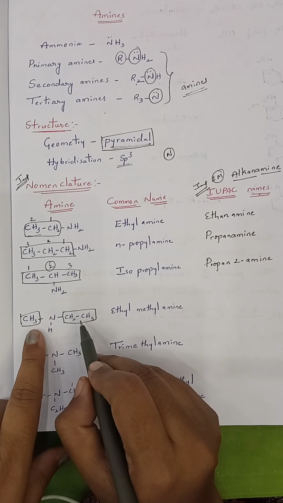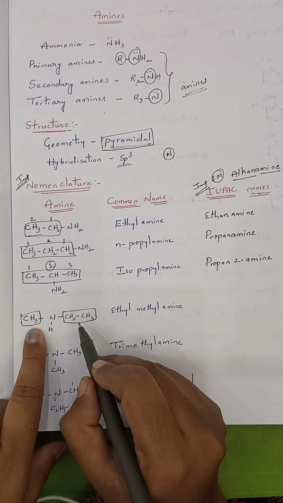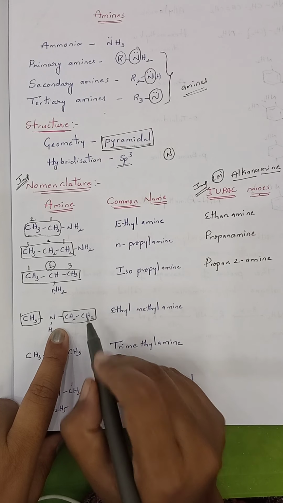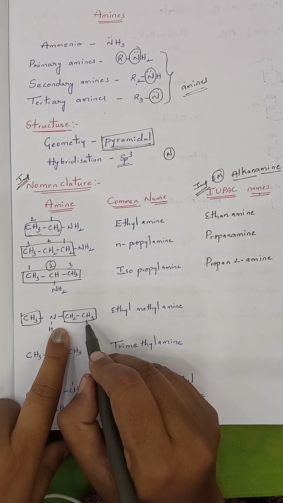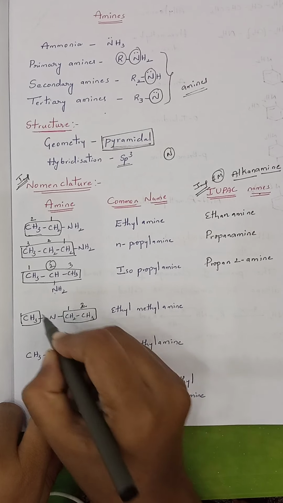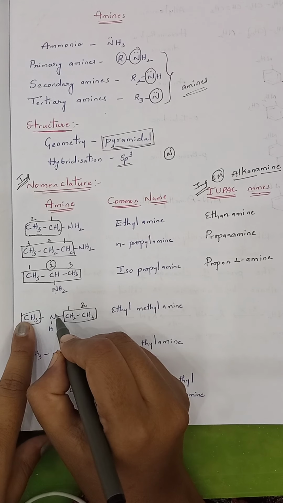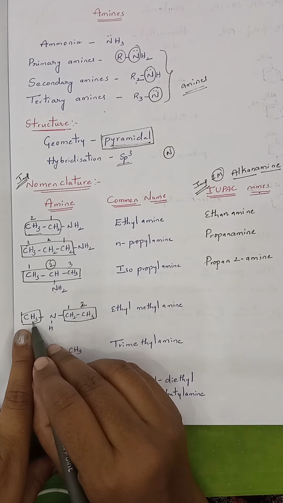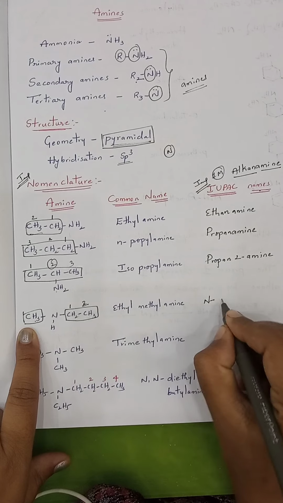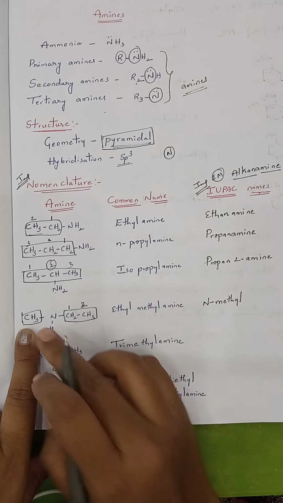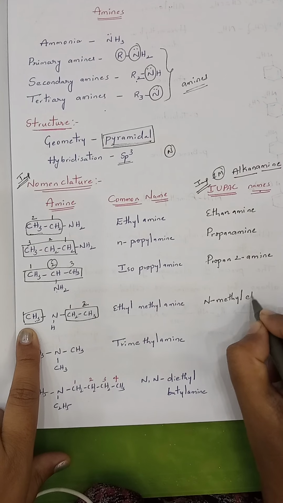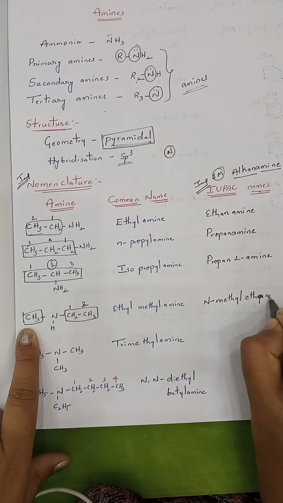In this case, the nitrogen is with 2 different types of alkyl groups. Then there is confusion about which one to take as the parent chain. The carbon chain which contains the maximum number of carbons has to be considered as the parent chain. This is 1, 2. And this is containing only 1 carbon which is attached to the nitrogen. So we can call it N-methyl, because methyl is present on nitrogen. This N-methyl is attached to ethanamine. Ethane plus amine, ethanamine. N-methyl ethanamine.